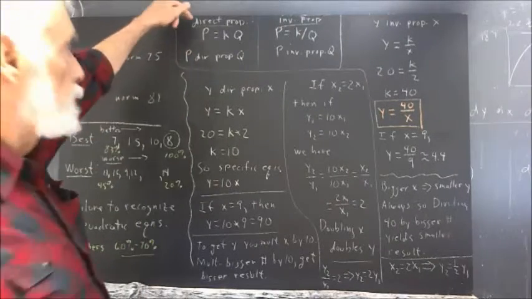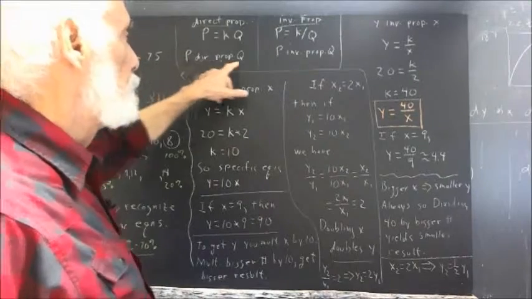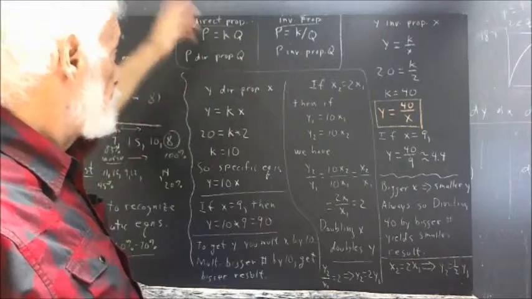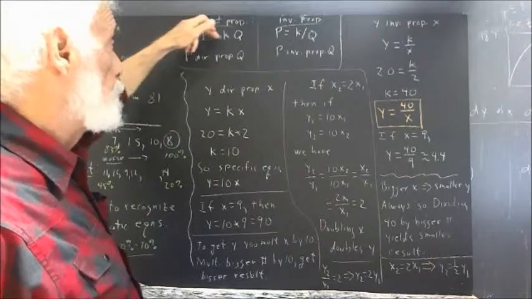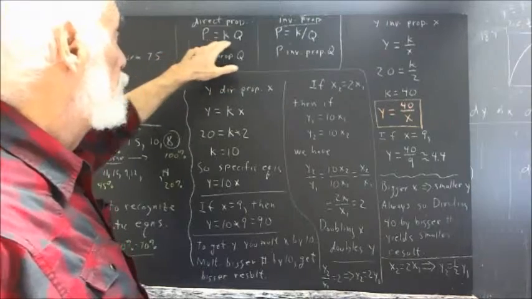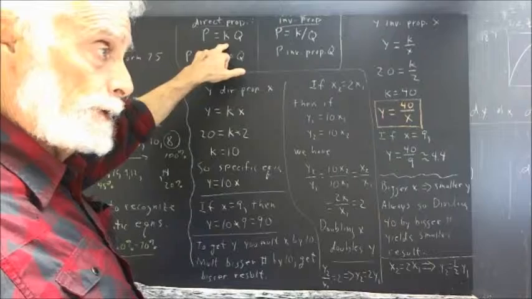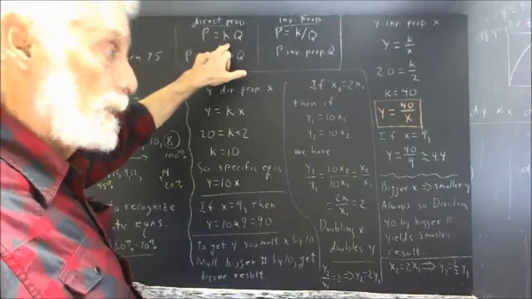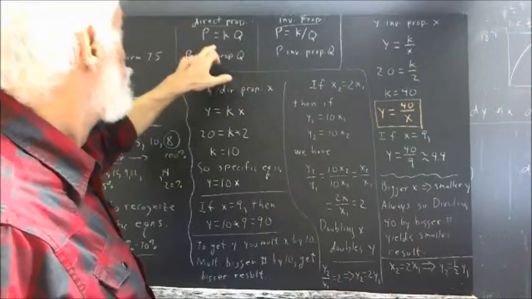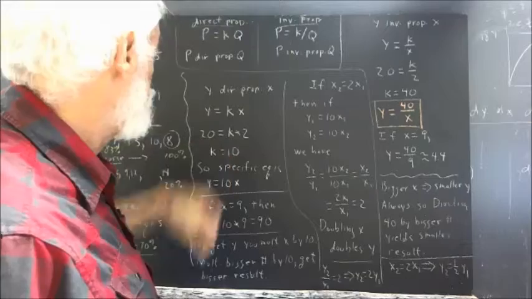A direct proportion, where P is directly proportional to Q, is a relationship in which P is equal to some number K times Q. Whatever P is, it's equal to K times whatever Q is, where K is an unchanging number. It's a single constant number. P and Q can vary, but K stays the same. K is called the proportionality constant.